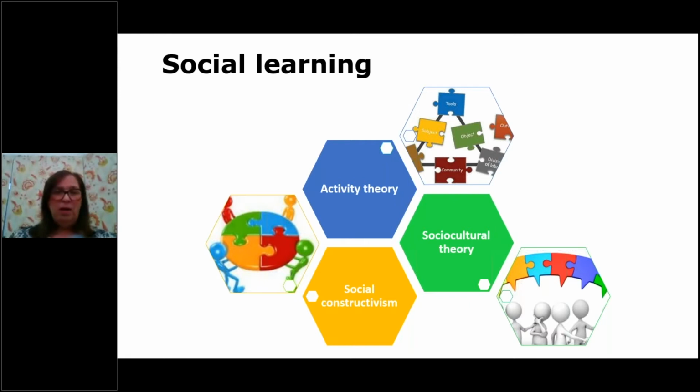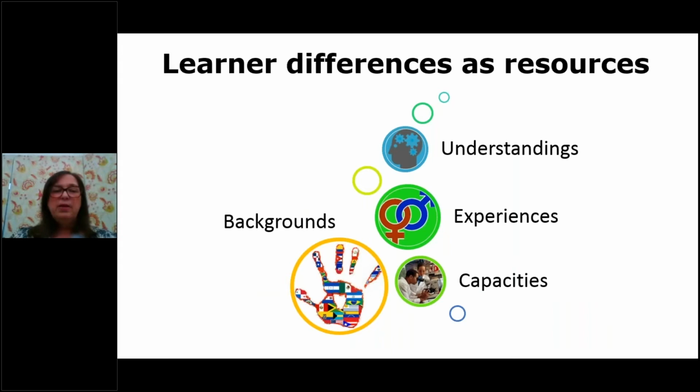So a great deal of social learning is based on the premise that learners come with different experiences, capacities, understandings, and backgrounds. And these individual differences produce a range of ideas and problem-solving strategies for student discussion and reflection. As educators, we often perceive this as a bit of a complication at times, if I'm to be quite frank. It's difficult, isn't it, to teach a diverse group of students.